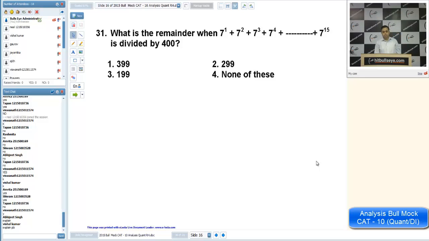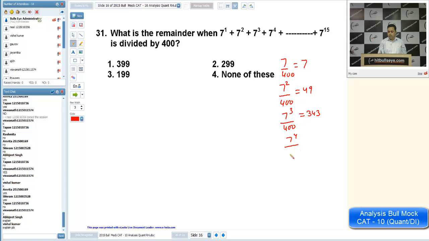Okay, here you can say that 7 divided by 400 will give you the remainder 7. 7 square divided by 400 will give you remainder 49. 7 cube divided by 400 will give you remainder 343. And 7 power 4 divided by 400 will give you remainder 1. Why? Because 7 power 4 is 2401. So here my cycle has been completed. Why? The final remainder is already 1.